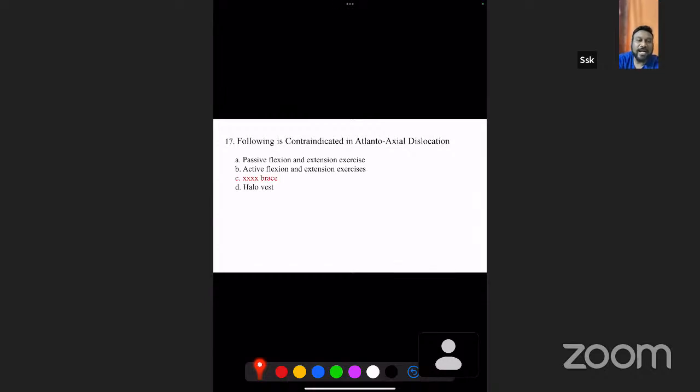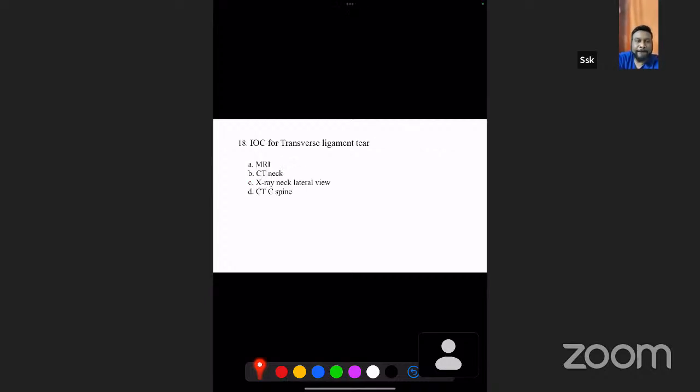So what is contraindicated is something like, you need to immobilize the occipitocervical or the C1, C2 junction. So in that case, a hollow wrist is very much needed. So probably another Philadelphia brace or a soft brace was being given in the answer, which is not true. So I would like to go with answer C.